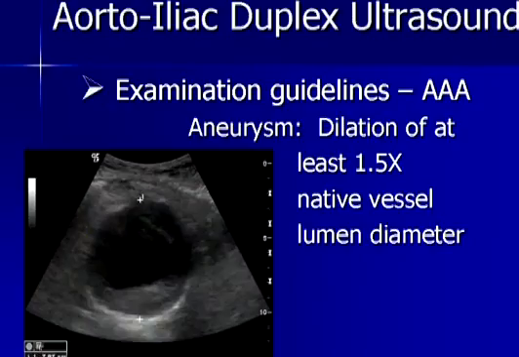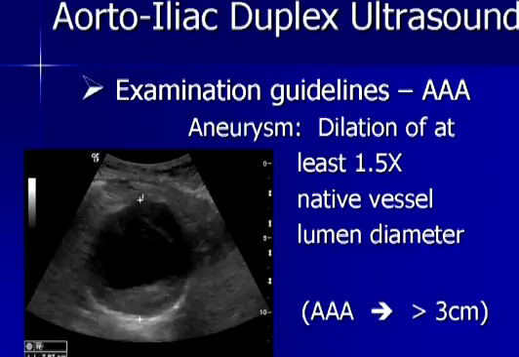Moving on to the evaluation of abdominal aortic aneurysms, lovingly referred to as AAAs. The definition of an aneurysm is simply when you have a dilation of a blood vessel that exceeds 50% more than the native vessel lumen itself, or a 1.5 increase over native vessel dimensions.